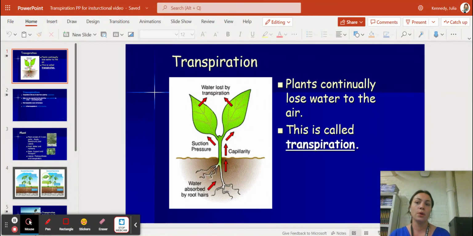Hello. So in this video, we're going to be learning about transpiration, another very important step in the water cycle. So we have a visual here, and it says transpiration. Plants continually lose water to the air, and this is called transpiration. We can see from our diagram here that the water is absorbed by root hairs of the plant. It goes up, and then it is lost through the leaves by transpiration.